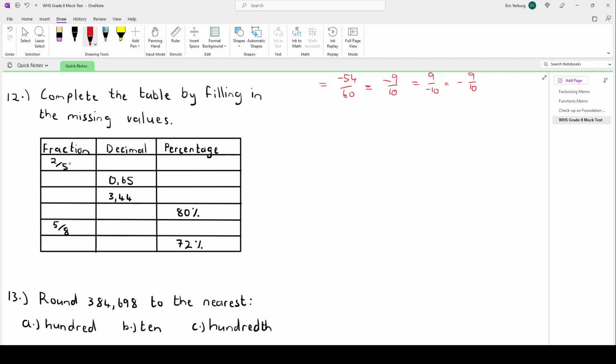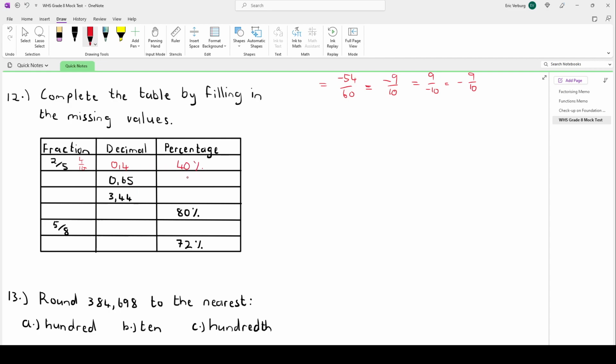So here we can say, 2 over 5 is the same as 4 over 10, right? Same as 4 over 10. And 4 divided by 10 is easy, that's 0.4. So that's why dividing by, what do you call it, a power of 10 is quite easy. So that makes the decimal part easy. And to convert anything to a percentage, we just times it by 100. So 0.4 times 100 is 40%.